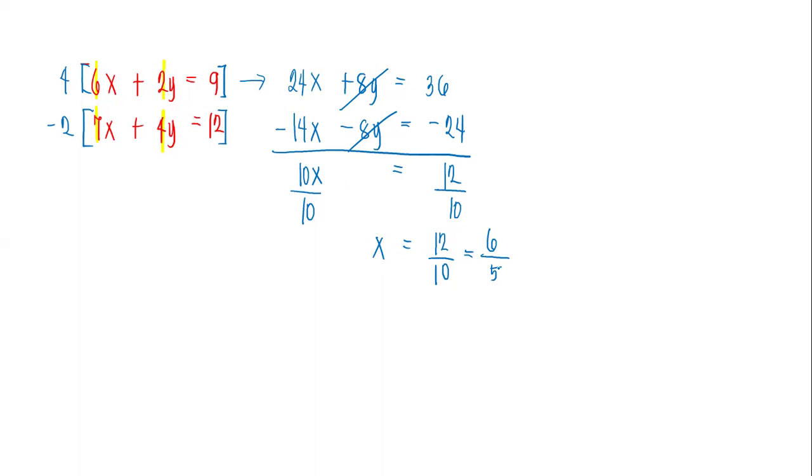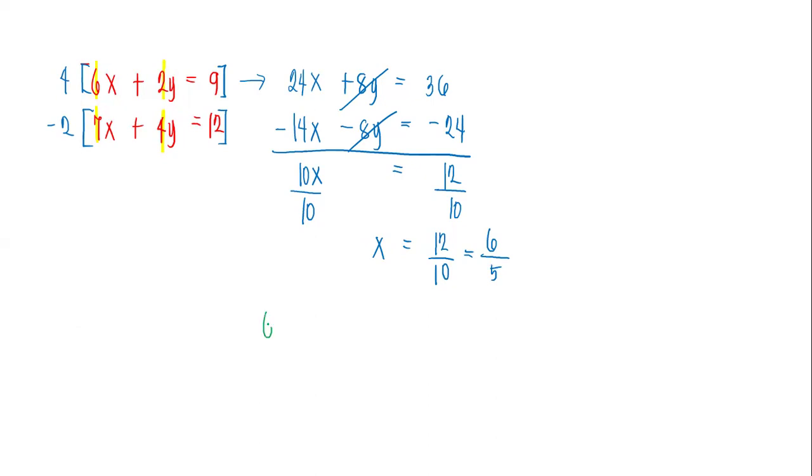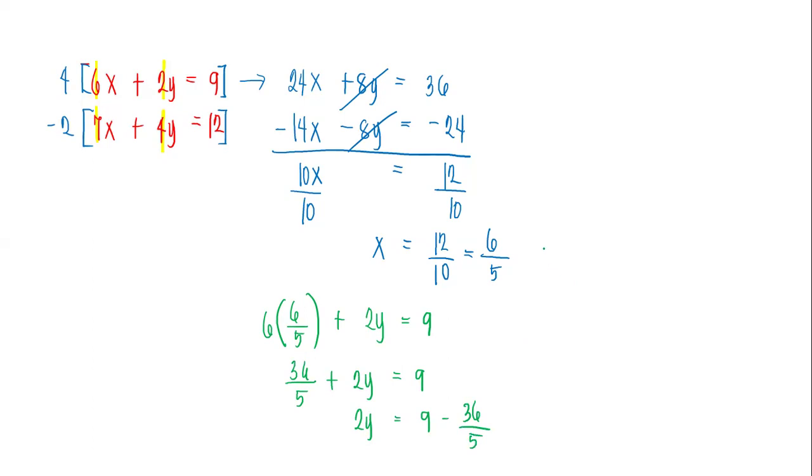Okay, so for our y, just substitute the given value of x that we have. So we'll have here 6 times our x, which is 6 fifths, plus 2y equals 9. Okay, so we'll have here 36 fifths plus 2y equals 9. 2y is equal to 9 minus 36 fifths. So we'll have here 9 minus 36 fifths.